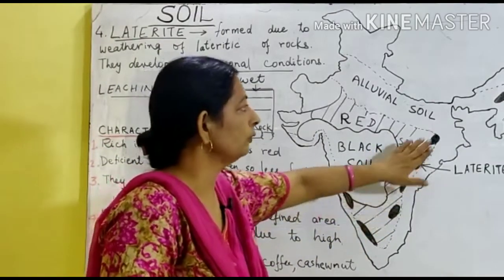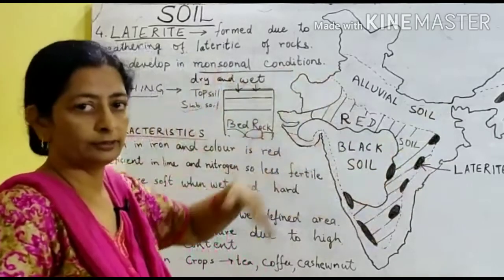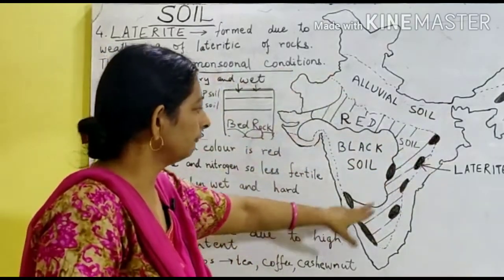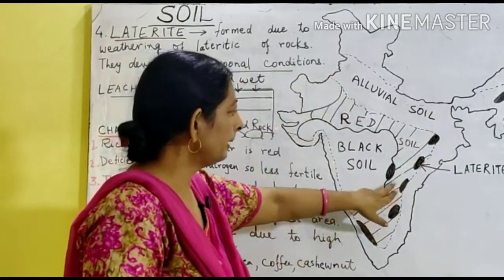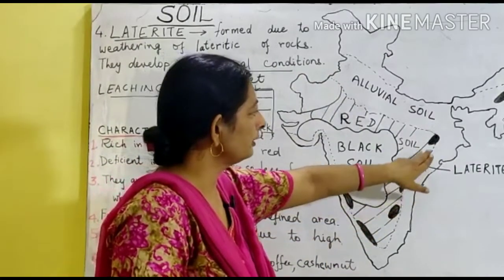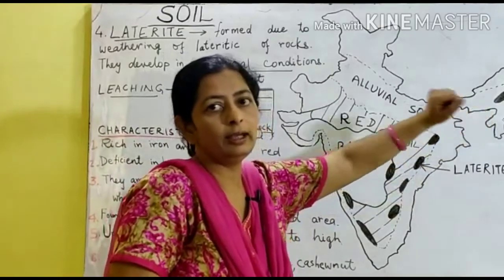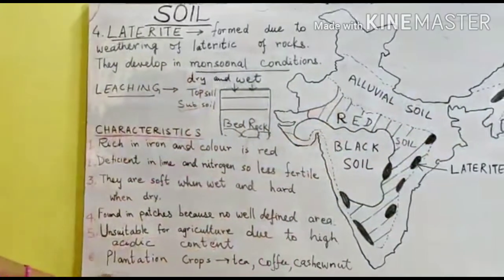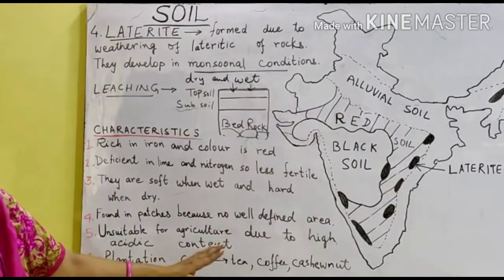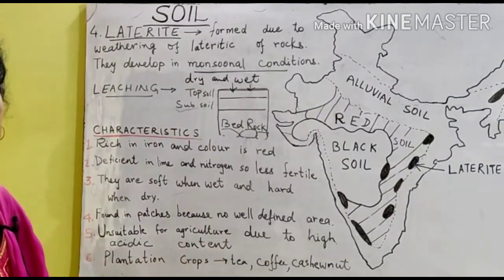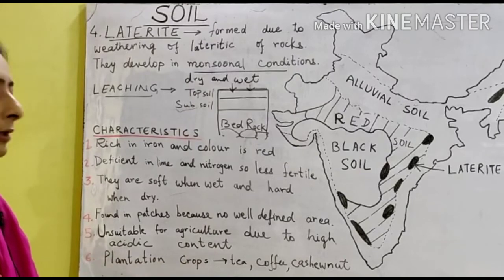They do not have any well-defined area like the rest of the soil. You can see here they are found in patches in Karnataka, Kerala, little parts of Telangana, Andhra Pradesh, Odisha, West Bengal and also in Assam. Now the other characteristic is, since they are unsuitable for agriculture because they are less fertile, important crops cannot be grown in this region.